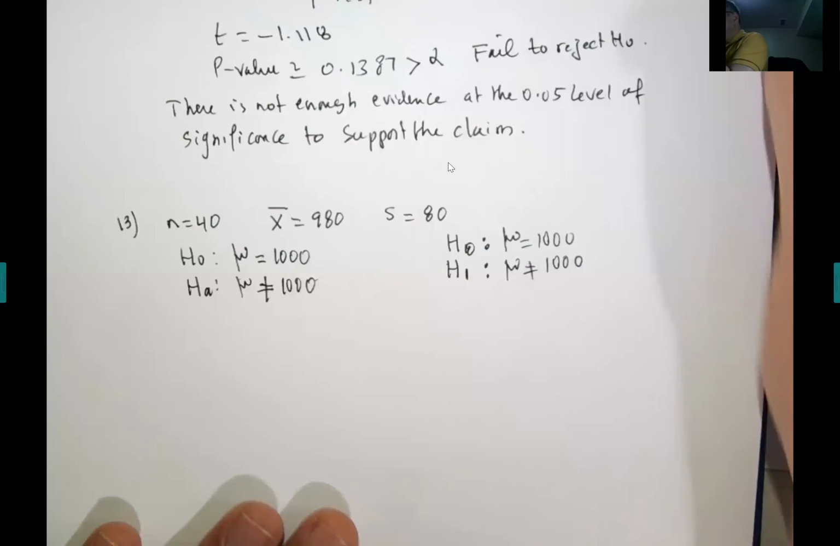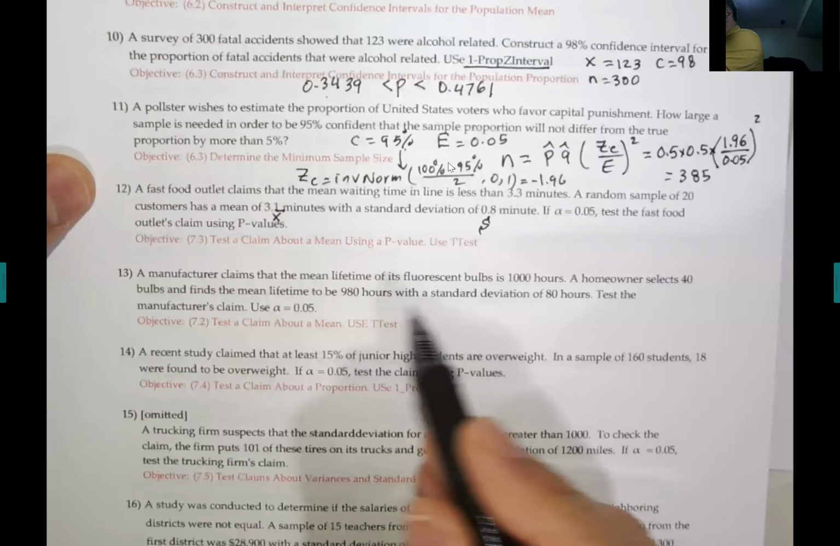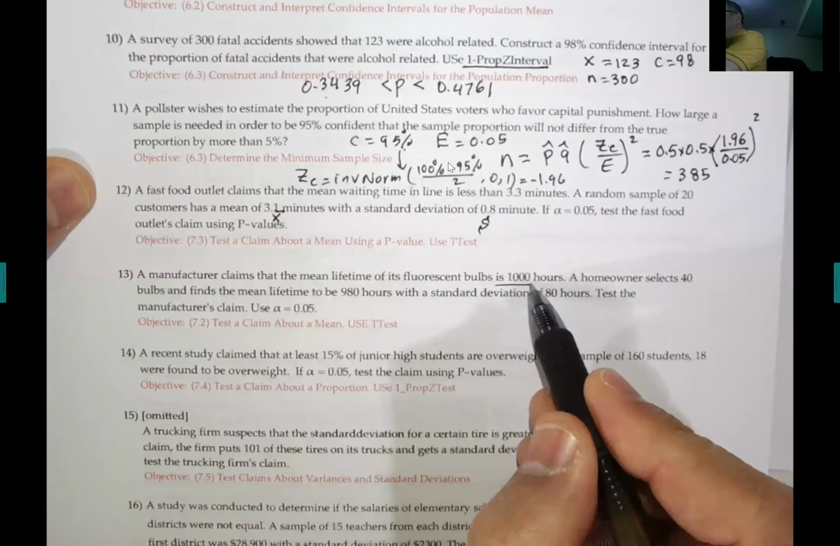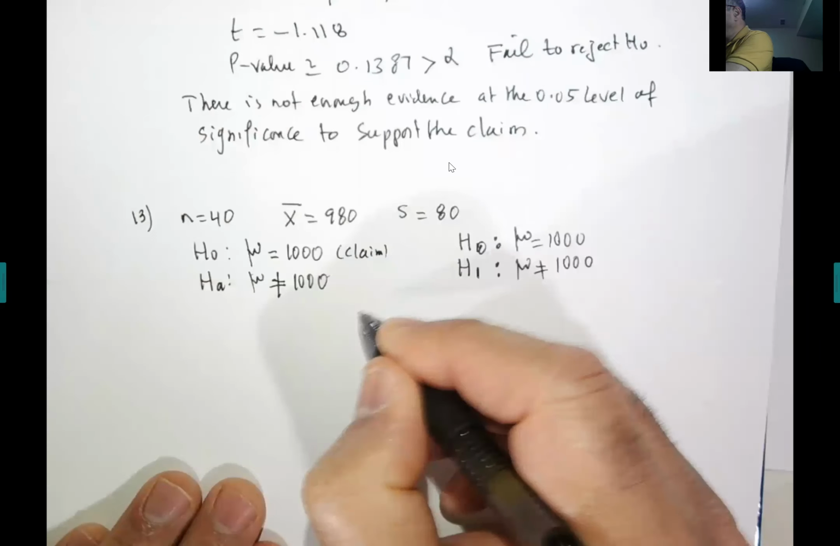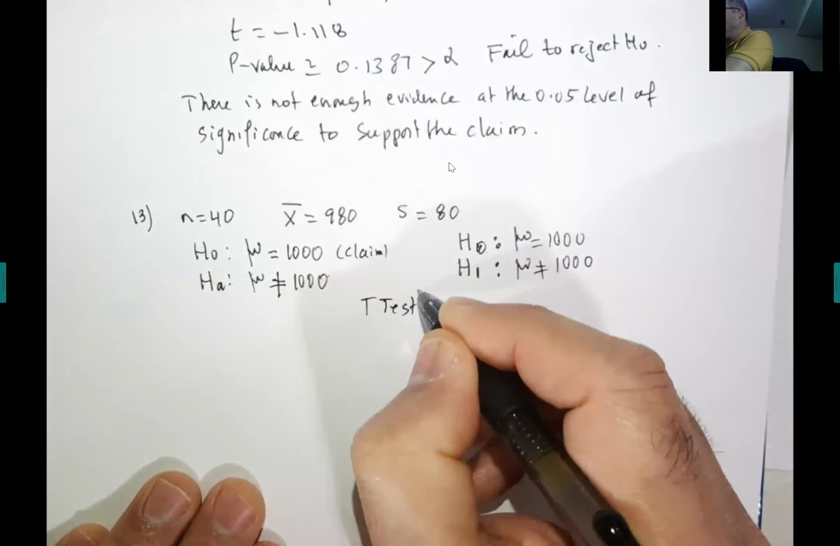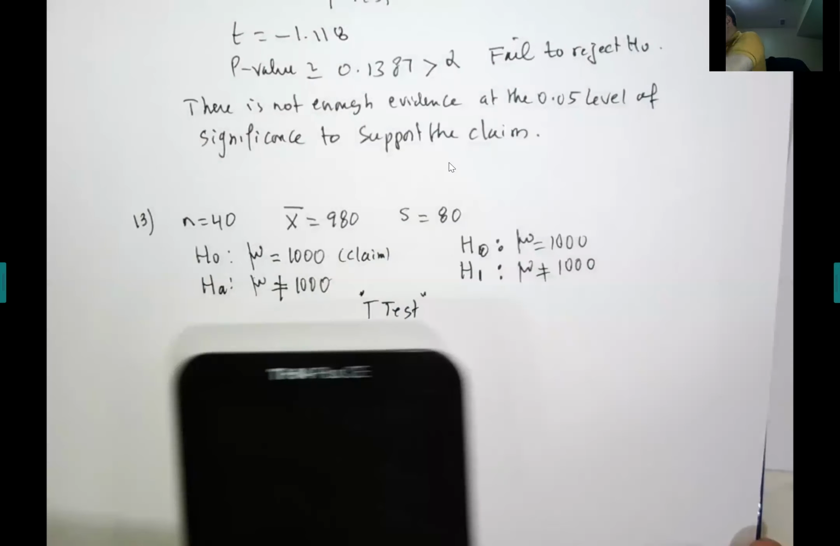So we need to test the claim. Where is the claim now? The claim is, for your information, let me show you where the claim is. The claim here is in the null hypothesis. It says is, which is equal. So I'm going to put it in the null hypothesis. Okay, t-test. T-test is a very, very important test. Okay, let's do that together.